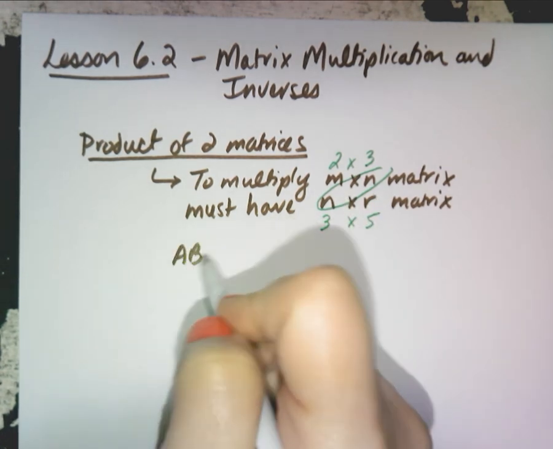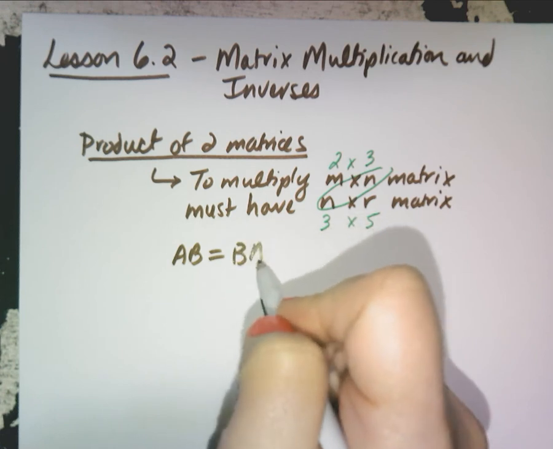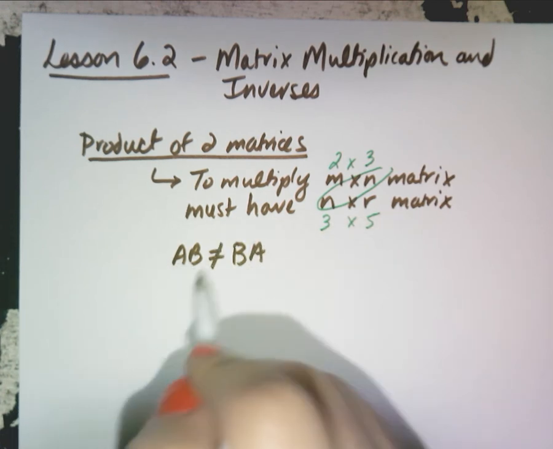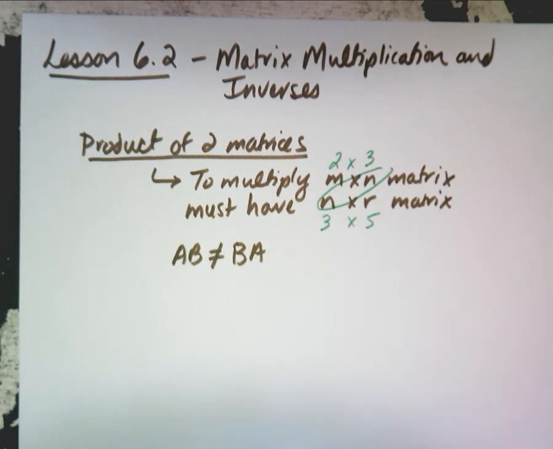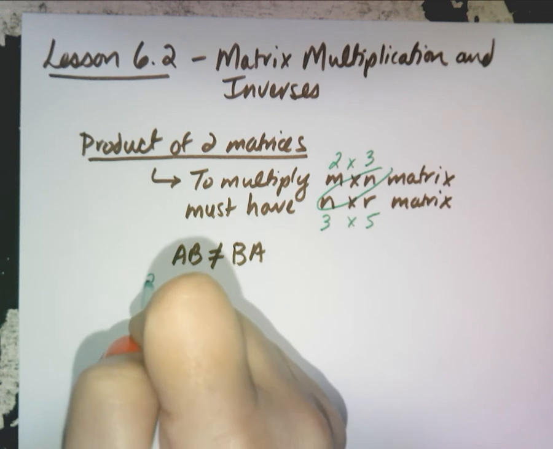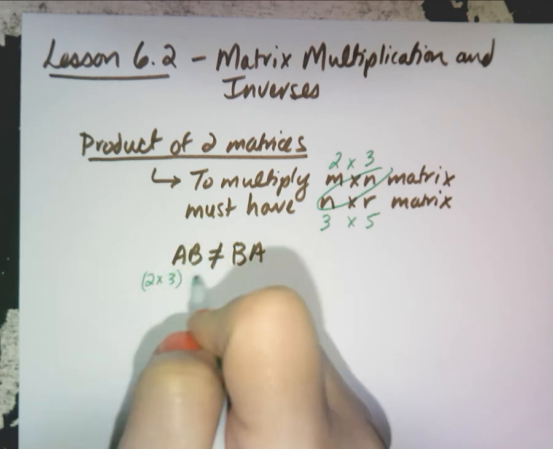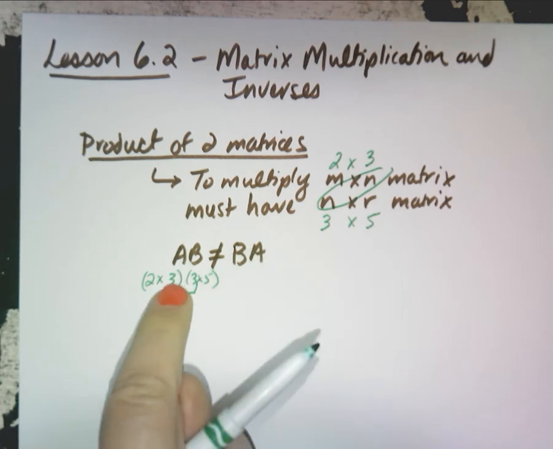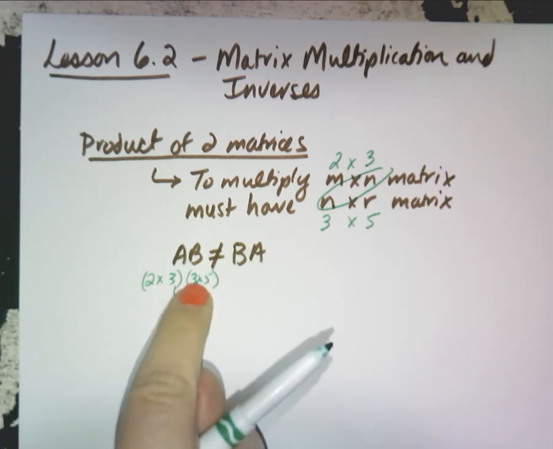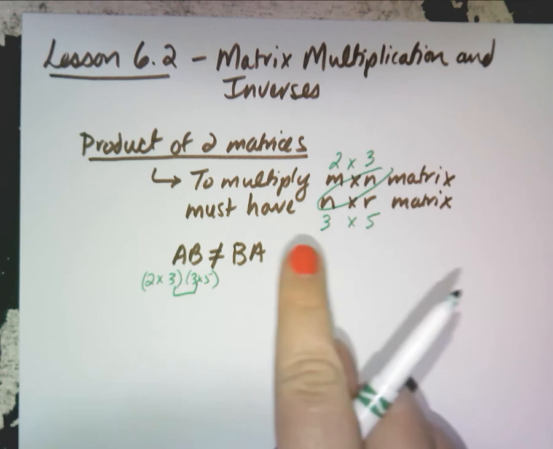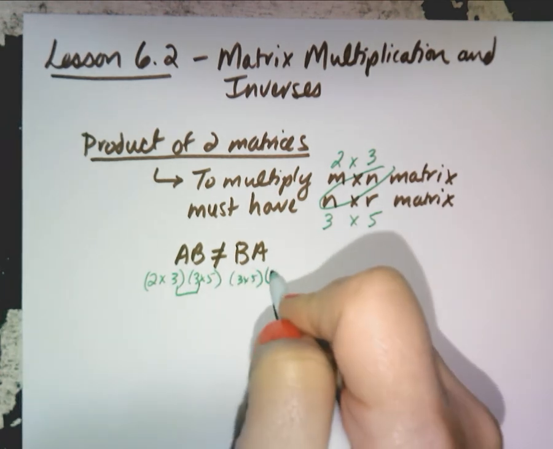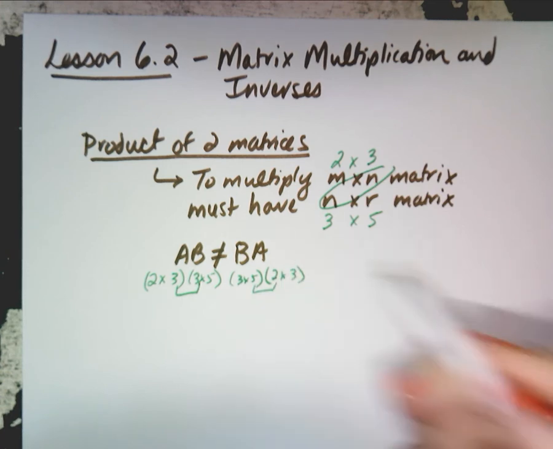Another thing is, in matrix multiplication, A times B is not the same as B times A. And it's because of this rule right here. If matrix A was a 2 by 3 and matrix B was a 3 by 5, I could multiply those together because this 3, what A ends with, is what B starts with. But if I switch that around and did the 3 by 5 times matrix A, which is 2 by 3, are those the same? No.